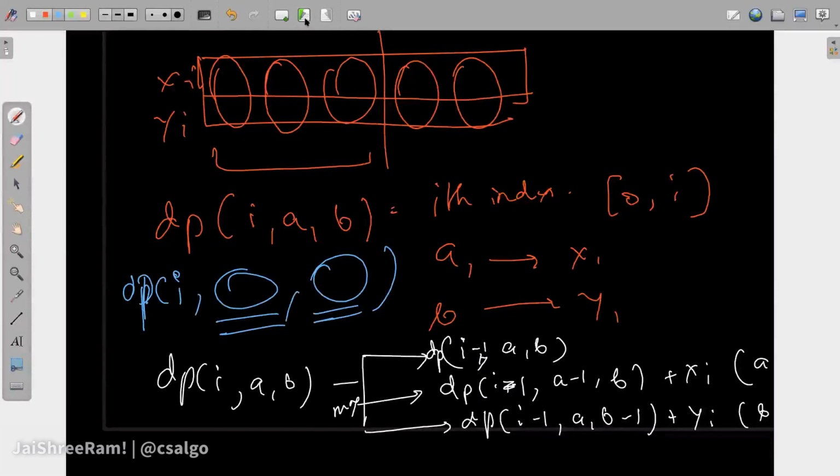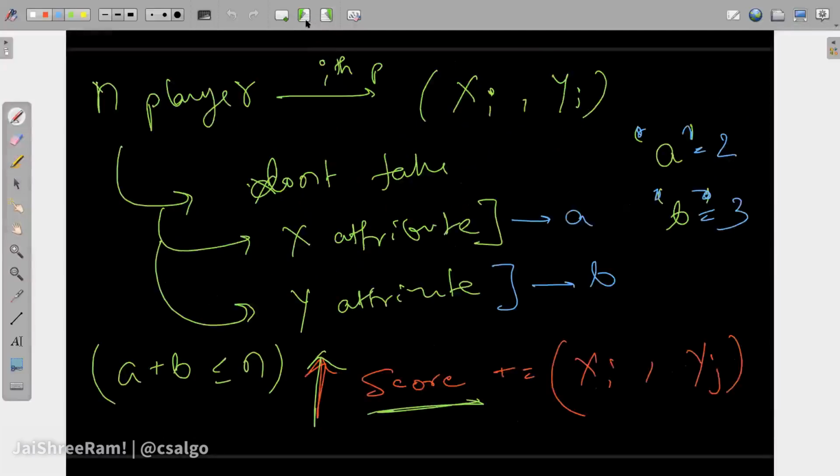No, a plus b is less than or equal to n. It's not given as equal to n. A plus b, I wrote less than or equal to n, right? This is less than or equal to n.